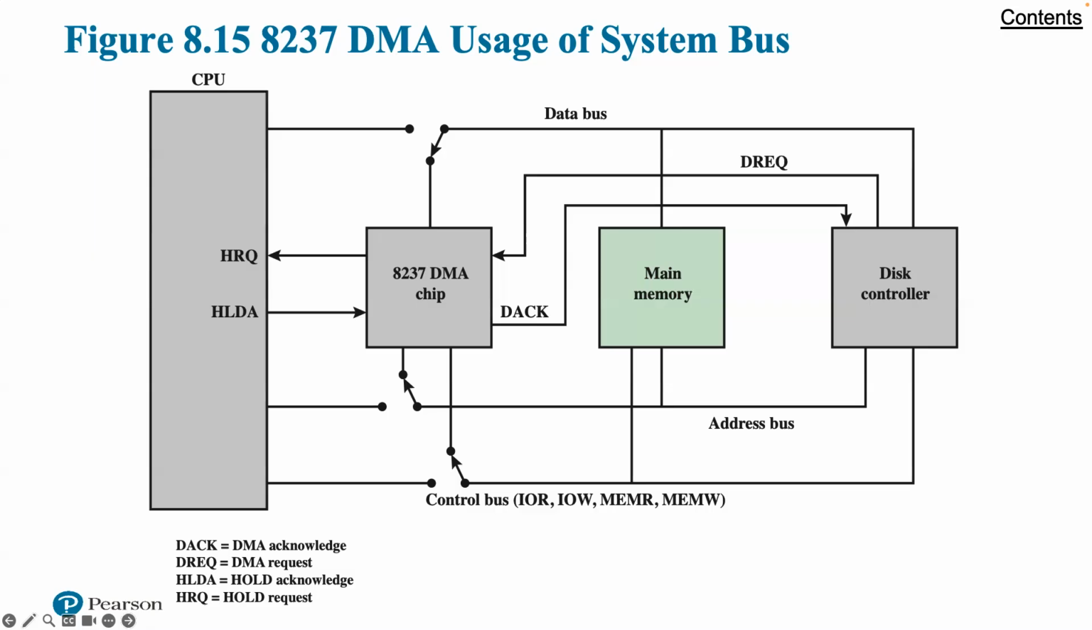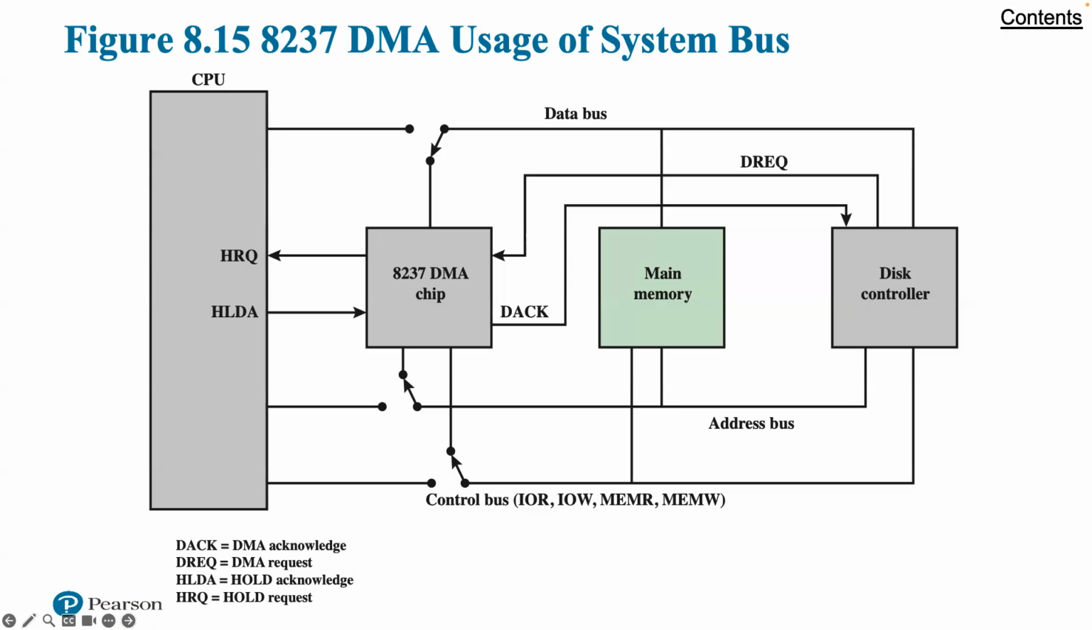Three, the CPU will finish its present bus cycle, not necessarily the present instruction, and respond to the DMA request by putting high on the HLDA, the hold acknowledge, thus telling the 8237 DMA that it can go ahead and use the buses to perform the task. Hold must remain active high as long as the DMA is performing its task.